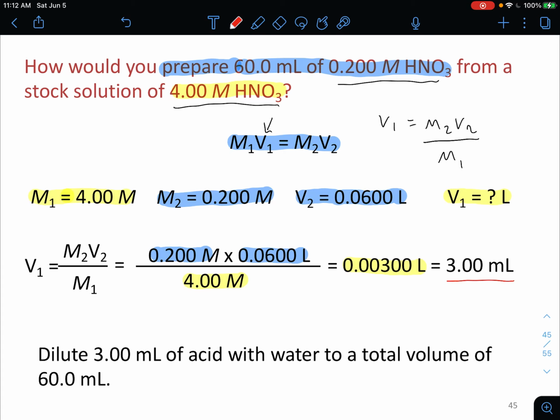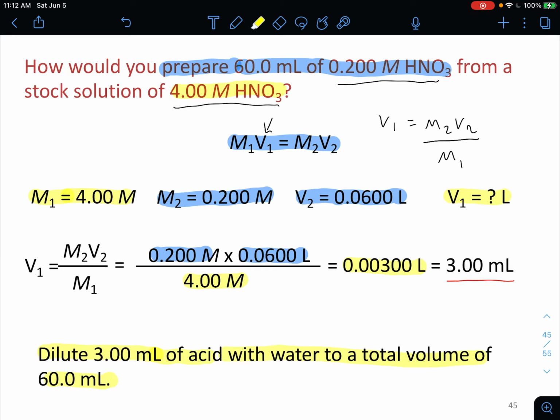3 milliliters. But the question is, how would you prepare 60 milliliters of 0.2 molar nitric acid from a stock solution of 4 molar nitric acid? So what does that 3 tell me? The 3 tells me that I'm going to need 3 milliliters of the acid combined with however much water I need to reach the desired total volume of 60 milliliters. So I guess 3 milliliters of acid and 57 milliliters of water is going to get us to our target volume. So that's what we would do in this particular case.